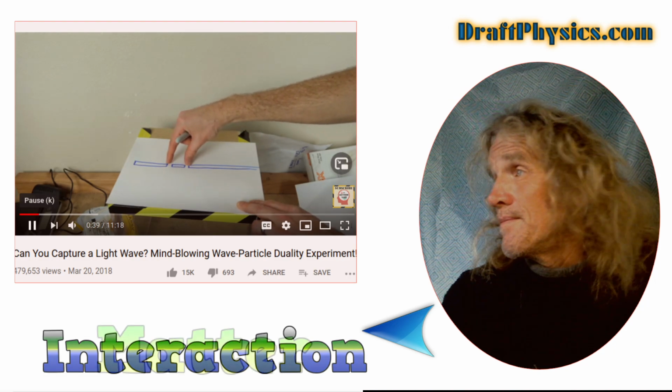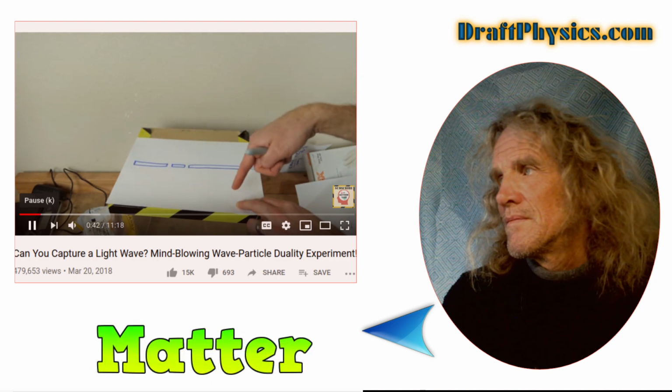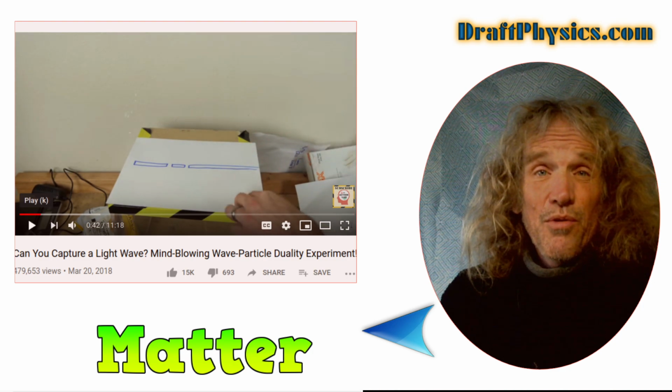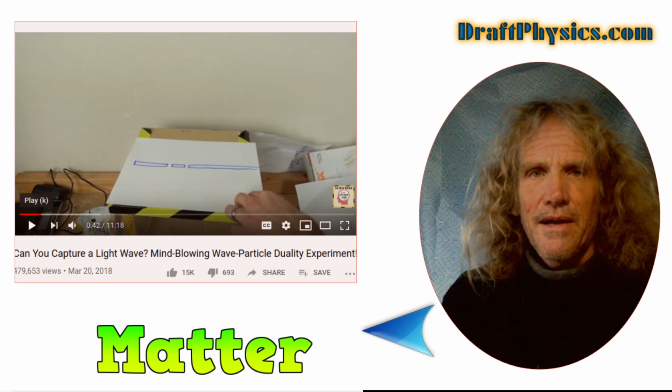Little slits that are close together, you can see an interference pattern on the backdrop here. Right, you can see a pattern. Now the open question is what causes the pattern?